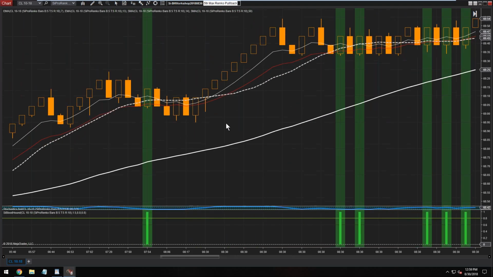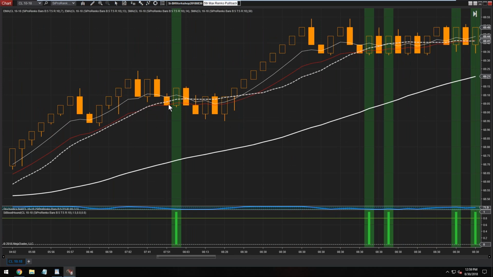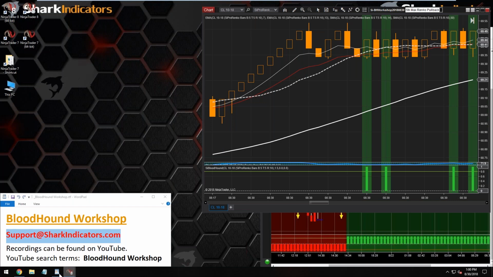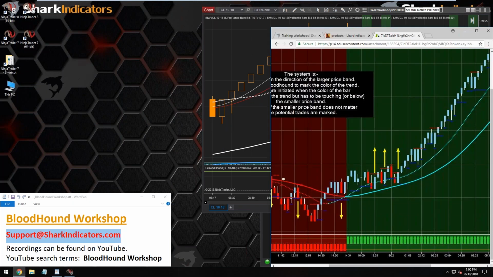Let's see if we have any others here. Yeah, we have a couple of others. So great. A little pullback and then a reversal bar. And again, a little pullback and a reversal bar. So, all right. That kind of does it. That's the basics of it right there. Yeah, let's take a look at that screenshot again, just to make sure I'm not missing anything.